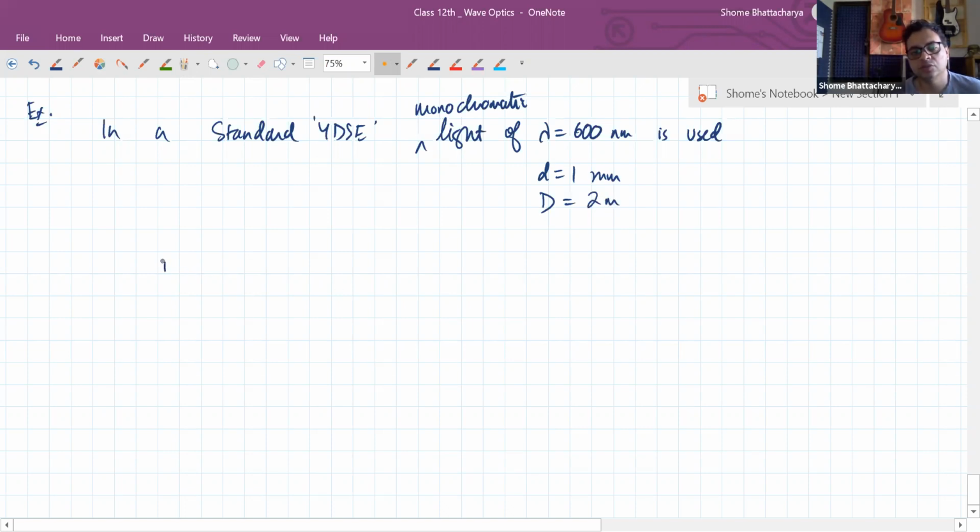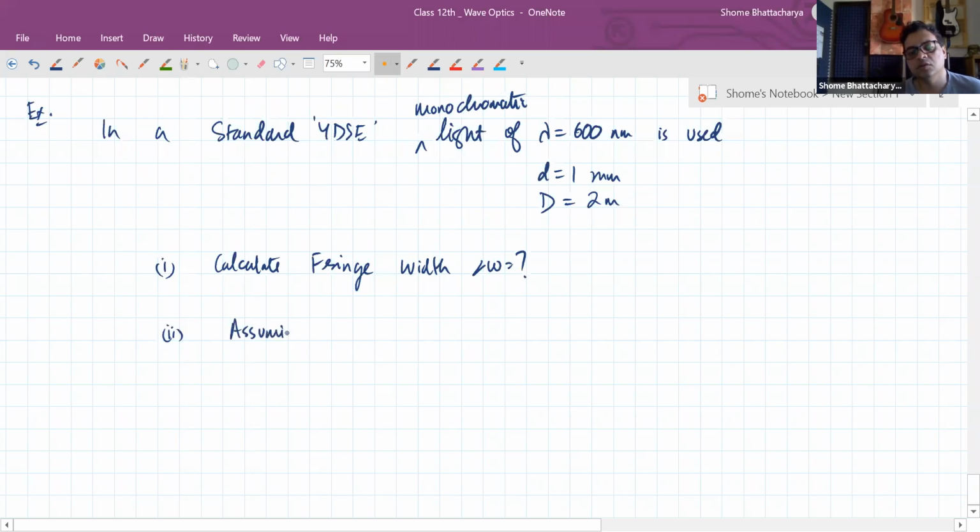Okay. So first of all, calculate the fringe width. So this is a direct formula based question. This is more like the type of question you can expect at board level. Delta W.